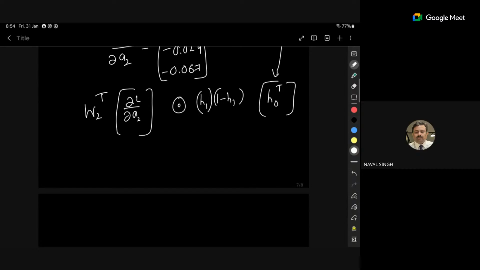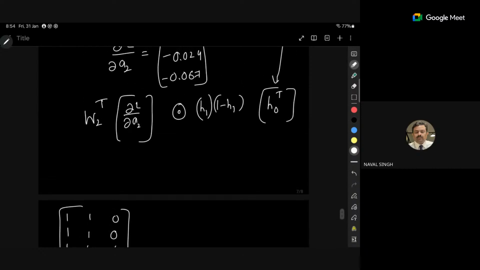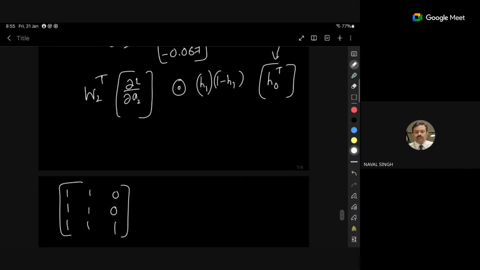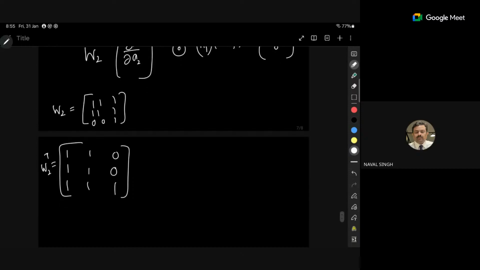So if you write W2 as a transpose, that is going to be 1, 1, 1, 1. Just for clarity, are you using the W that's given in the function, or are you transposing it? Yes, I'm transposing it. So W2 is 1, 1, 1, 1, and I'm transposing it here. Earlier we were not transposing. Here it is W2 transpose. Understood. Thank you, sir.